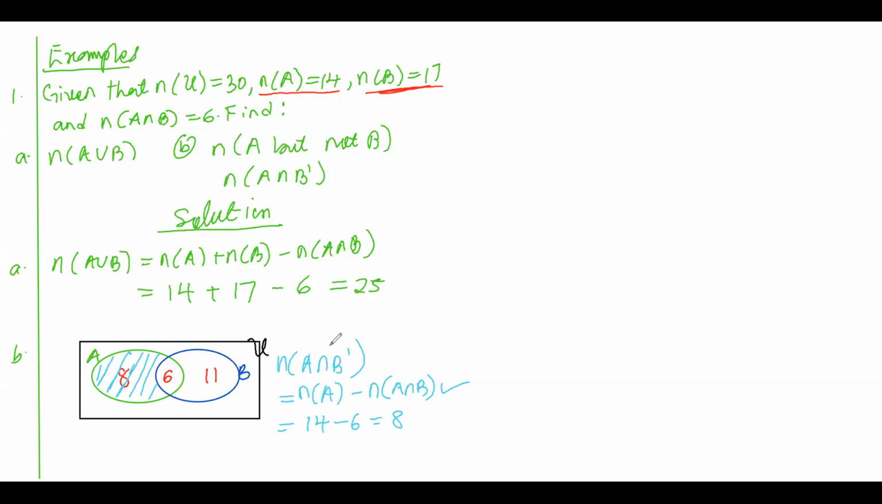If you draw the Venn diagram, just write your answer straight away: the cardinality of A intersection B prime is equal to 8. If you do not draw the Venn diagram, but can show this, that's okay as well. But I think the Venn diagram is better, so you can easily picture it. I think it should be easier for any beginner.